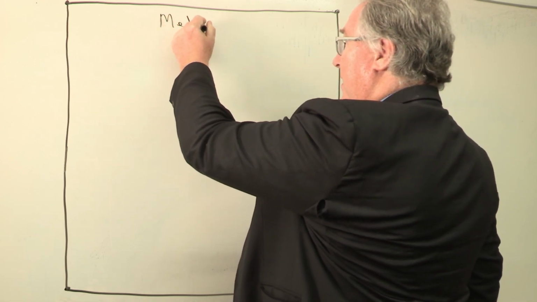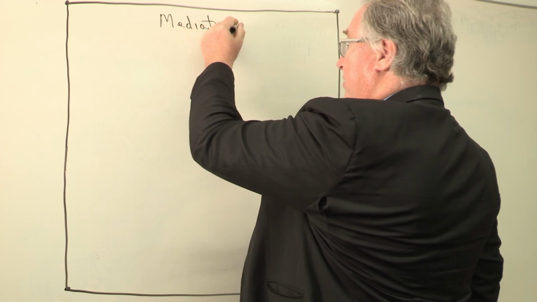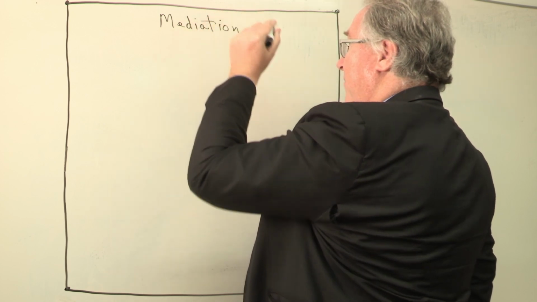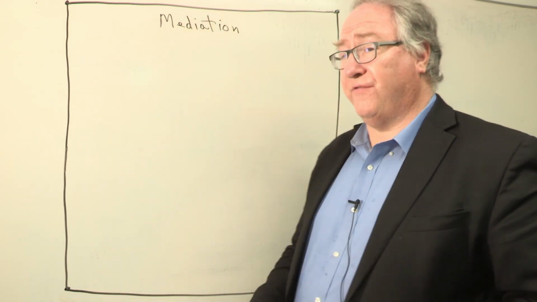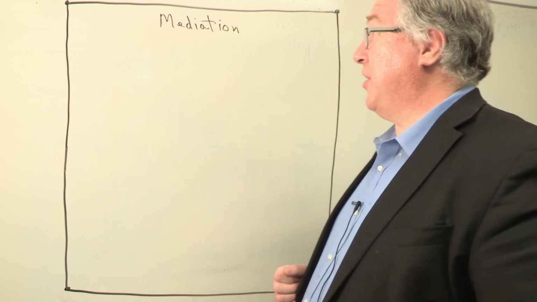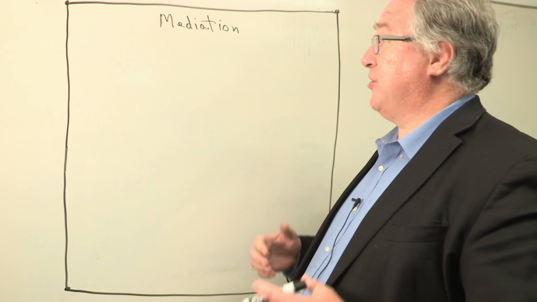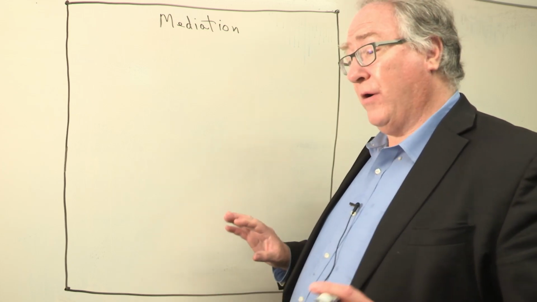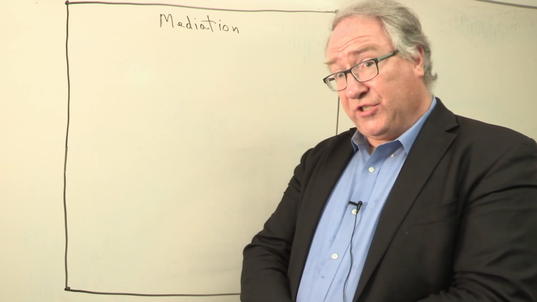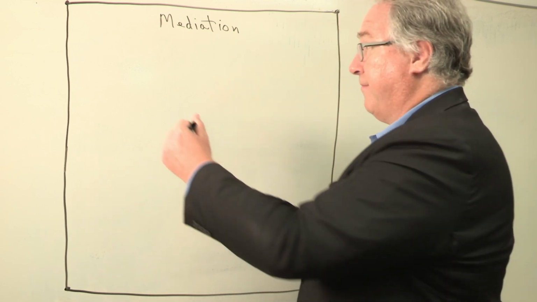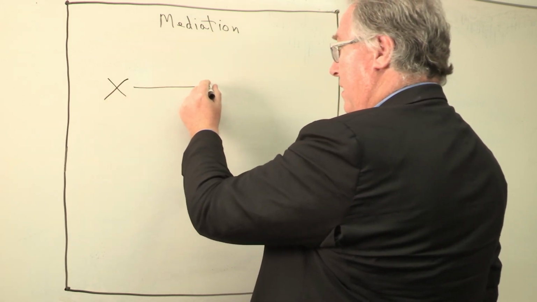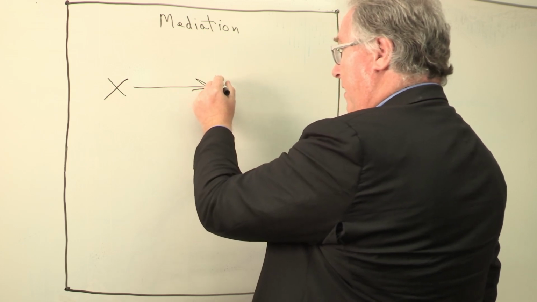Okay, so mediation. Here we go. Testing for mediation, which is also referred to as testing for the significance of an indirect effect. Let's say that there is a demonstrated effect, so it's a significant effect of X on Y.